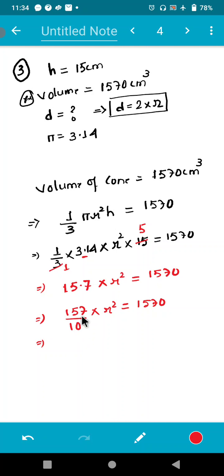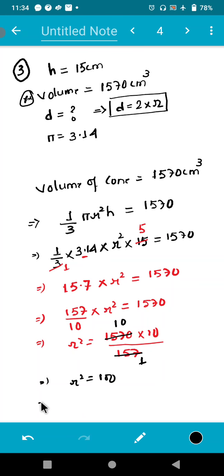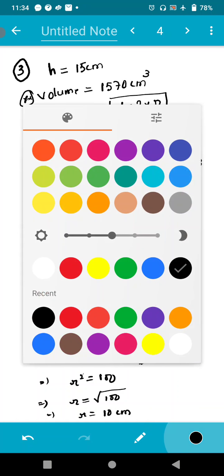Now we have to transpose this value towards the right hand side. So it will look like 1570 into 10. 10 will go to the numerator, and this numerator will come to the denominator. Now reduce it. So 157 ones are 157, and 157 tens are 1570. So r square is equals to 100, isn't it? Now we have to find out the value of r. We have to remove this square. So in that case, there will be a square root on the right hand side. So square root of 100 is what? 10. It's very simple, isn't it? So radius is 10 centimeter.